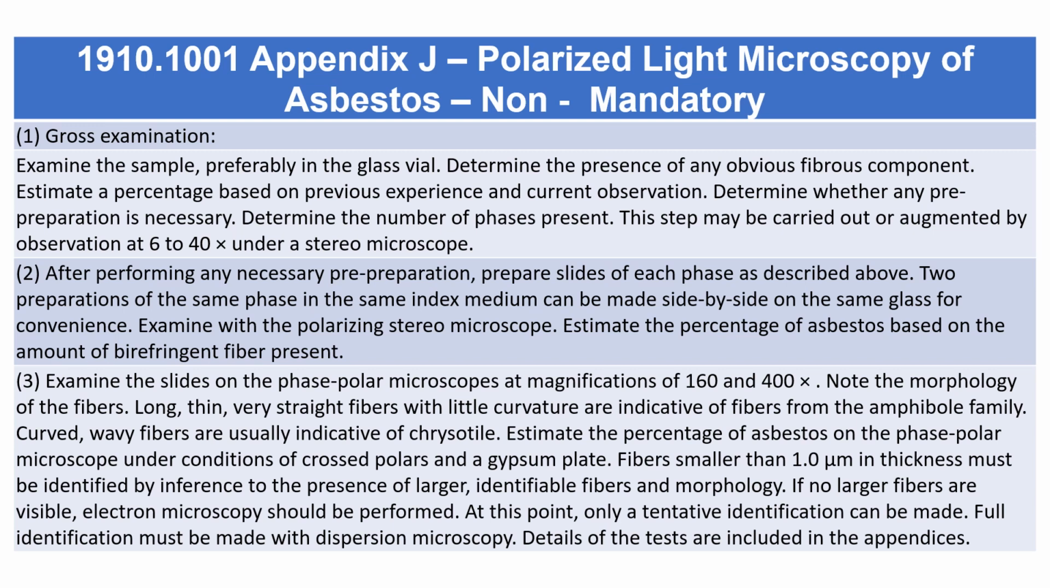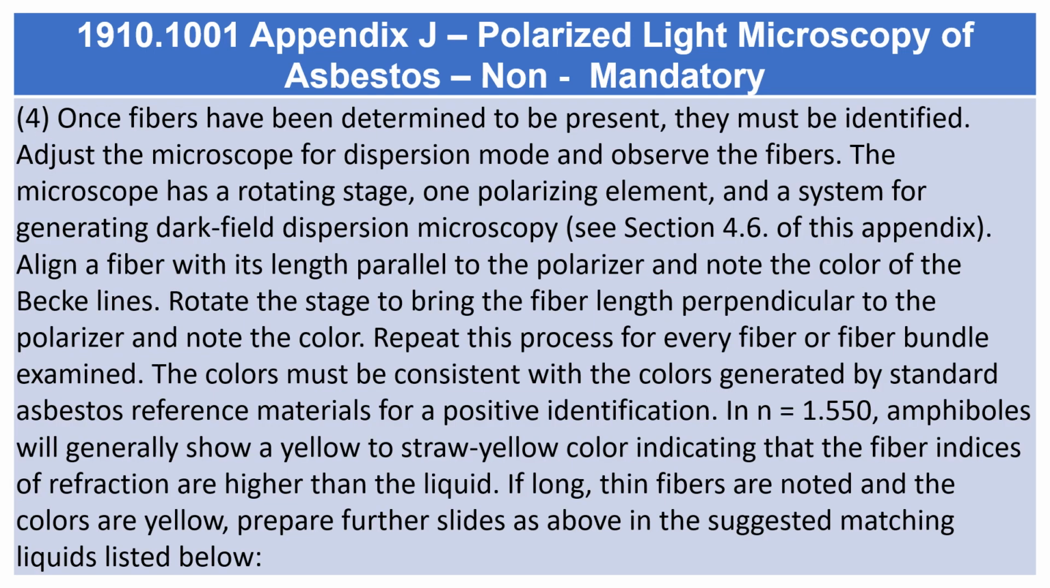At this point, only a tentative identification can be made. Full identification must be made with dispersion microscopy. Details of the tests are included in the appendices. 4. Once fibers have been determined to be present, they must be identified. Adjust the microscope for dispersion mode and observe the fibers. The microscope has a rotating stage, one polarizing element, and a system for generating darkfield dispersion microscopy. See section 4.6 of this appendix.